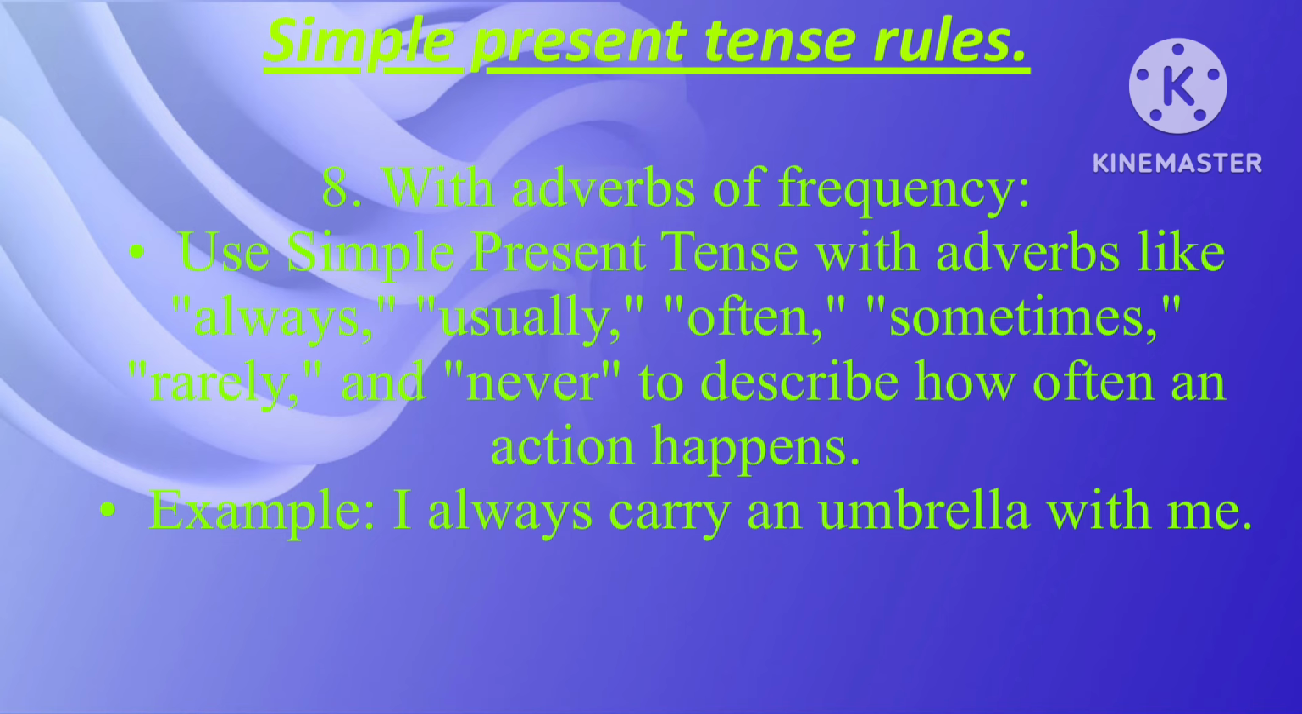With adverbs of frequency. Use simple present tense with adverbs like always, usually, often, sometimes, rarely, and never to describe how often an action happens. Example, I always carry an umbrella with me. So whenever it's a rainy time, though it's not raining, we carry. And I rarely find some nasty people who are fighting on the road. I never saw you earlier. So this is the first time I am glancing at you. So there are so many examples relevant to adverbs of frequency in simple present tense.